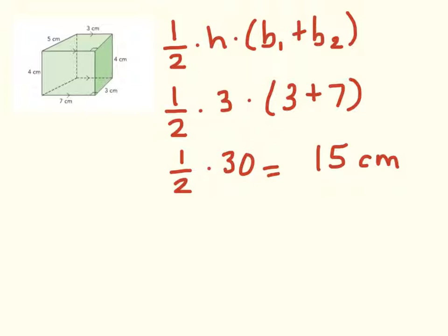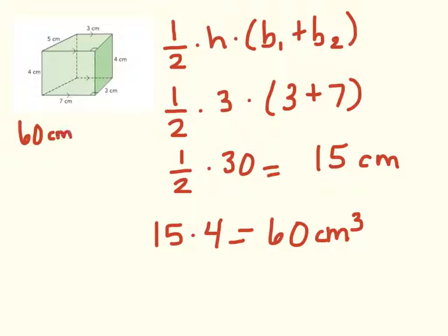Now we simply need to multiply that by our height. Our height is 4, giving us a volume for this trapezoidal prism of 60 centimeters cubed. All right, let's write that over here and go on to solving for the surface area.